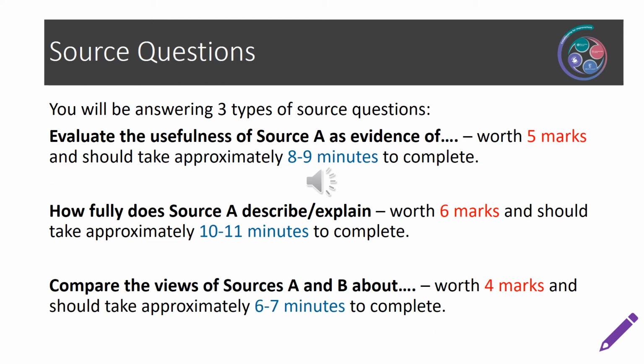Now we're going to be taking just a wee reminder of our source questions and how long we should be taking to answer these in our assessed pieces of work. You will be answering 3 types of source questions. The first is evaluate the usefulness of source A as evidence of. An evaluate the usefulness question is always worth 5 marks, and when completed under timed conditions, it should take you roughly 8 to 9 minutes.